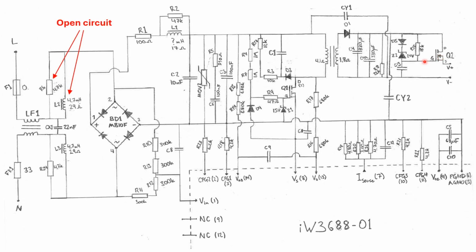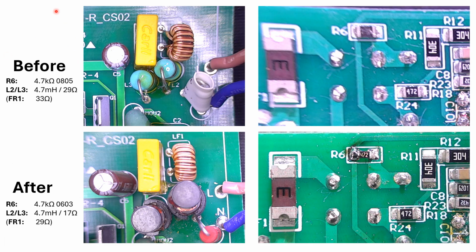In my case, I could see that L2 was open, and since I drew the schematic, I could also see that R6 was open, and this is probably a secondary failure. When L2 opens, R6 probably takes a higher current than rated and fuses. So I made some replacements here.